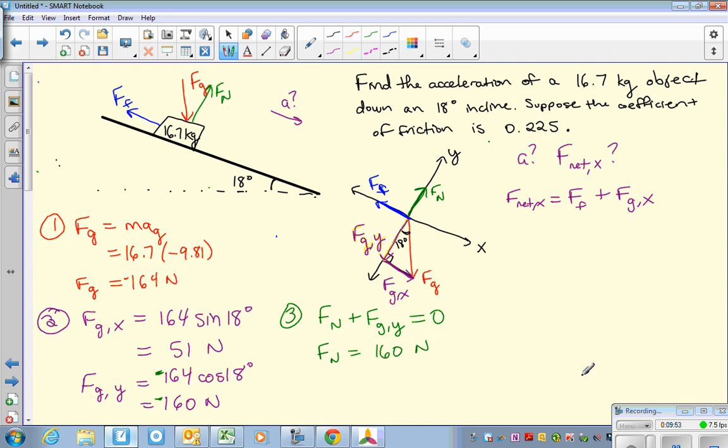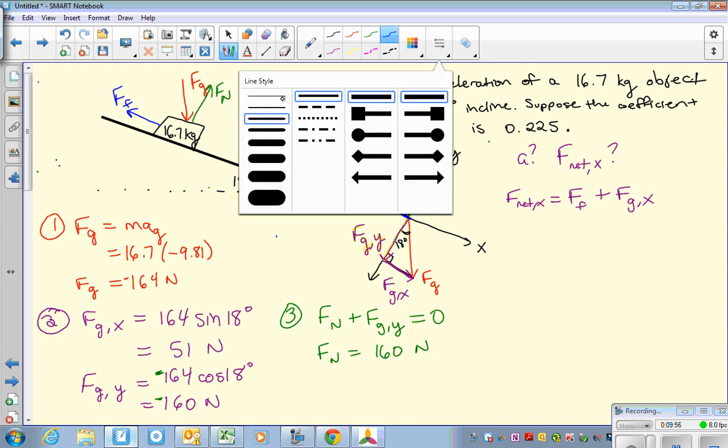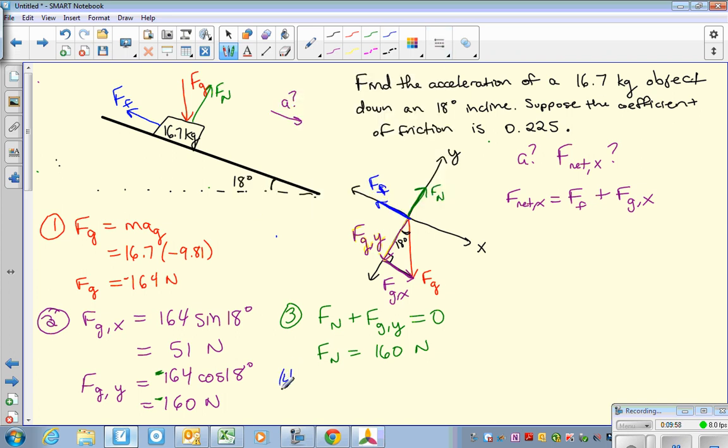Now that we know normal force, it's very easy to find friction force. Friction force is the coefficient of friction times the normal force. Remember fun, F-U-N. And so this is going to be the coefficient of friction they told us was 0.225. Normal force 160. Multiply those two together, and we need two significant figures. And so actually it comes out perfectly to 36.